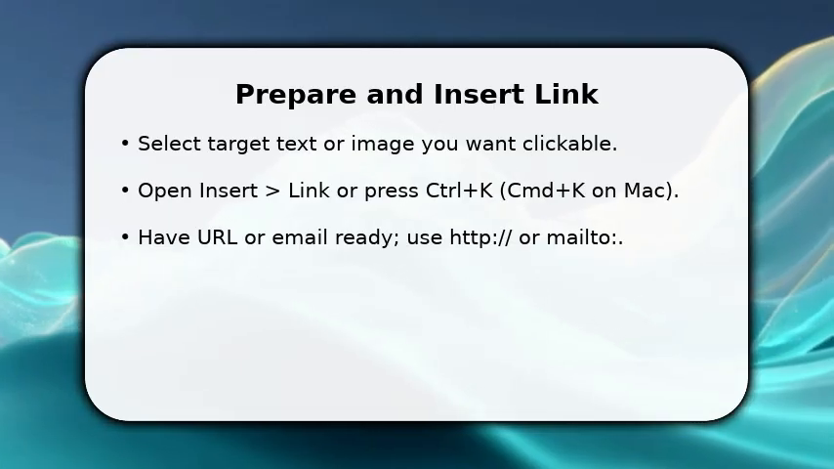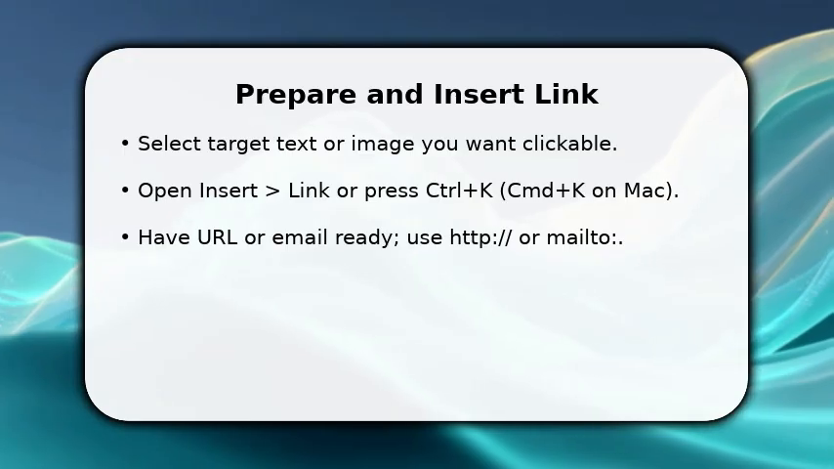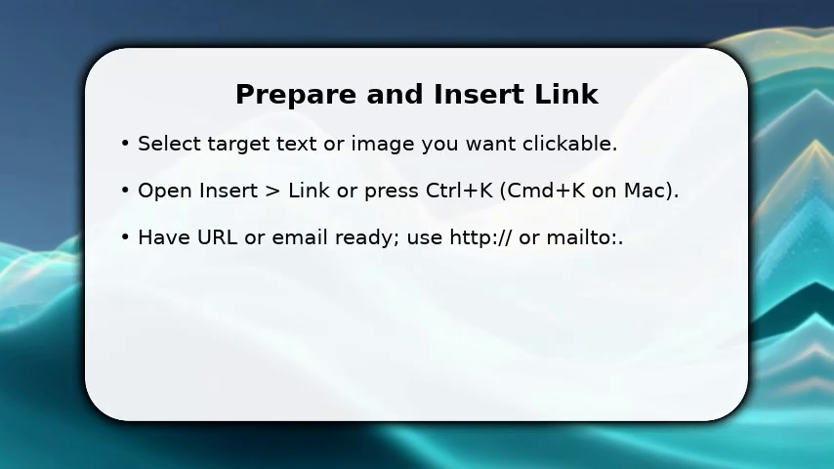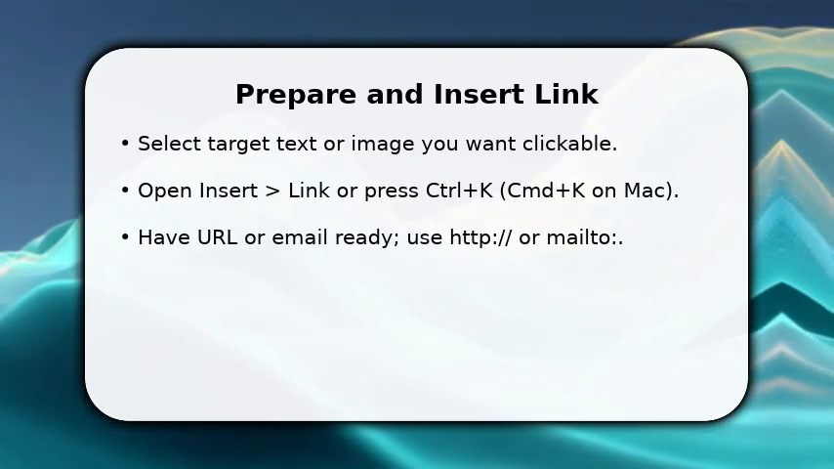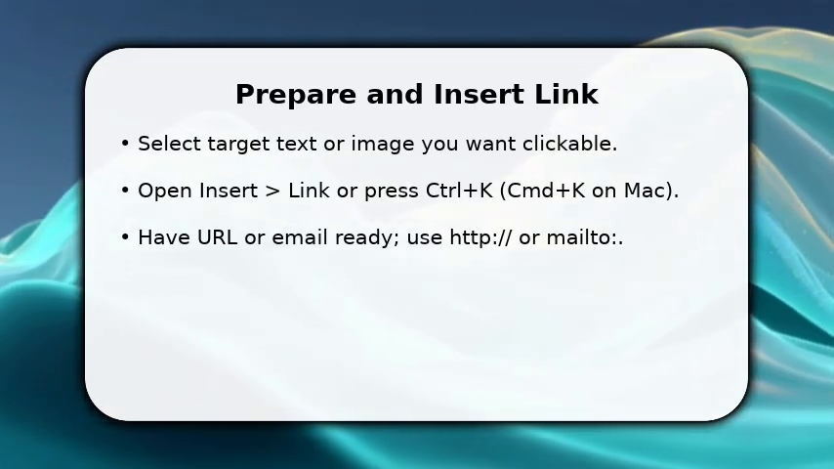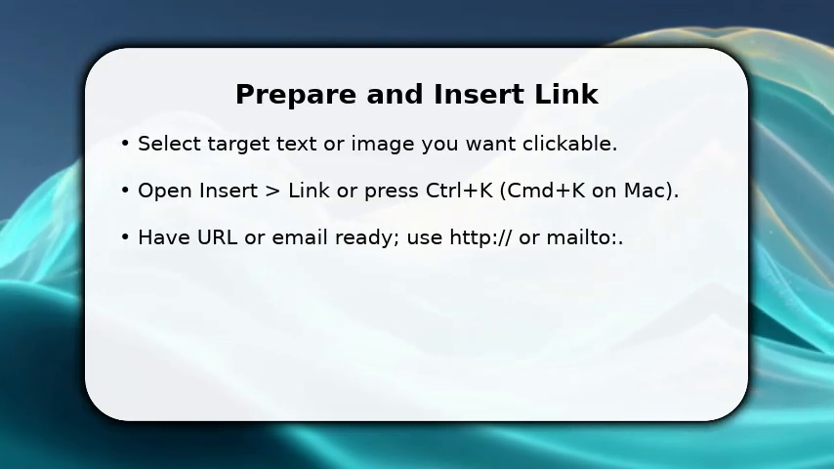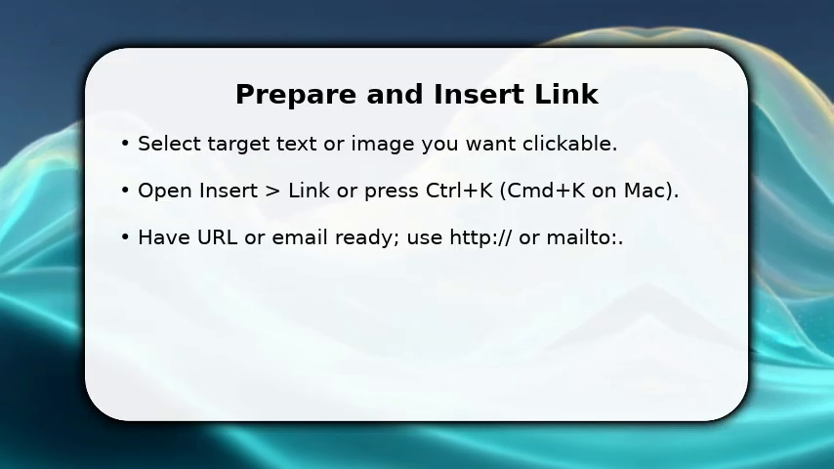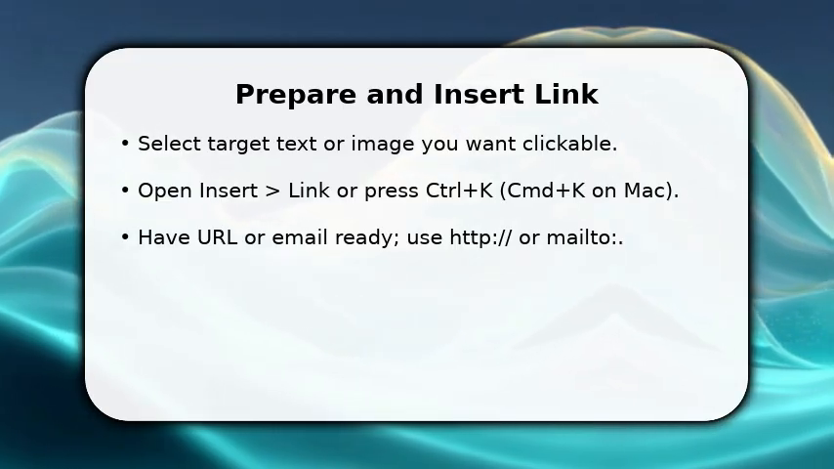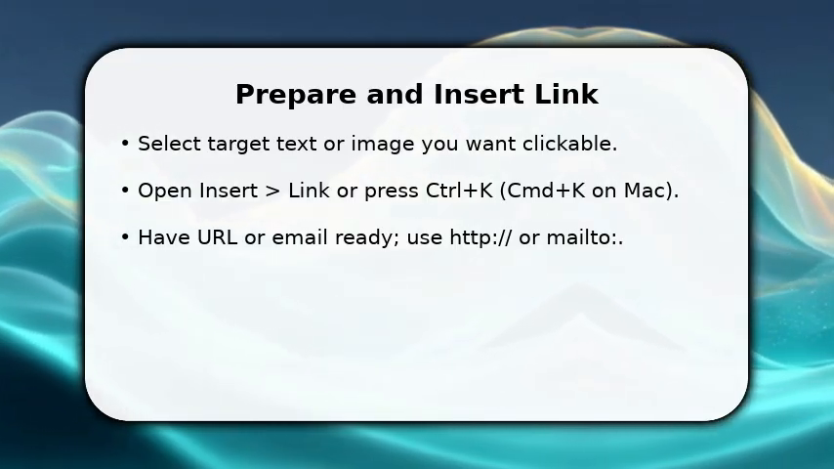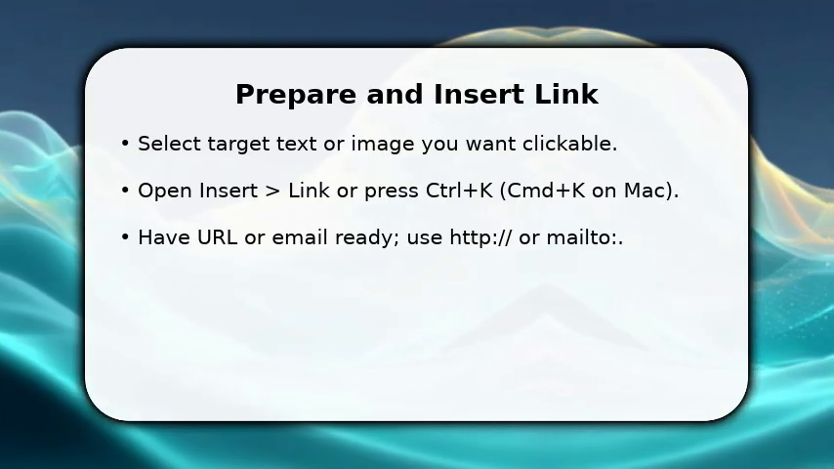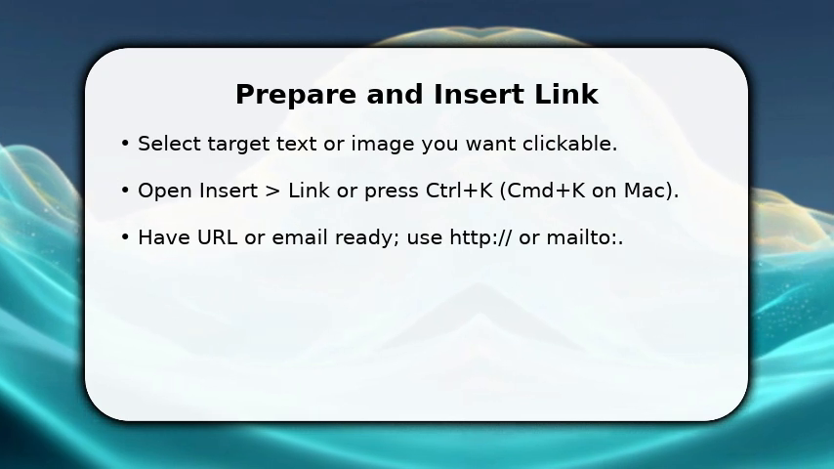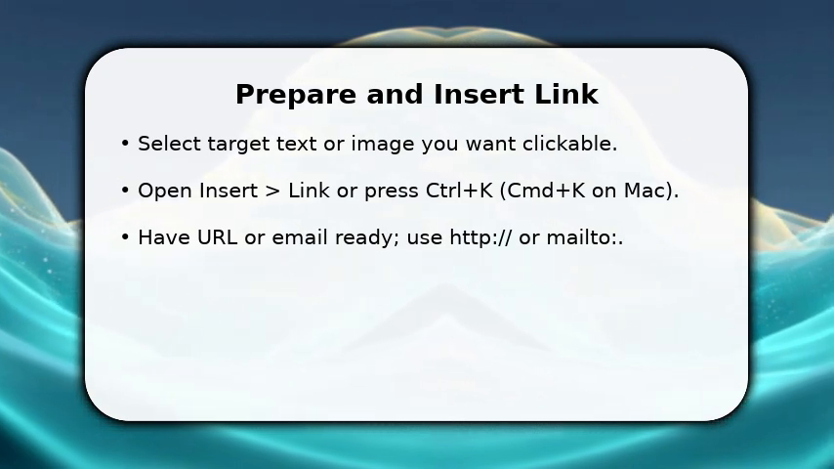You start by selecting the exact text or image that will become clickable. Once selected, open the Insert menu and choose Link, or press Ctrl+K, Cmd+K on Mac to jump directly there. Type or paste the full URL including http:// or use mailto for email links. Make sure the display text field shows what readers will see because clarity matters. This first step creates the connection between visible content and the target address, so the link actually works.